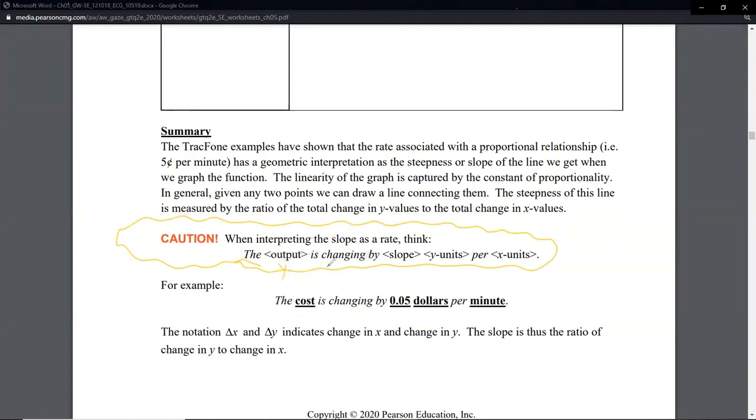Then you use the phrase is changing by. You could also use words like increasing or decreasing, whichever is relevant, by. Then the slope, that just means you're going to put a number. The Y units per X units. So this right here is just talking about something like miles per hour, or cost per ticket.